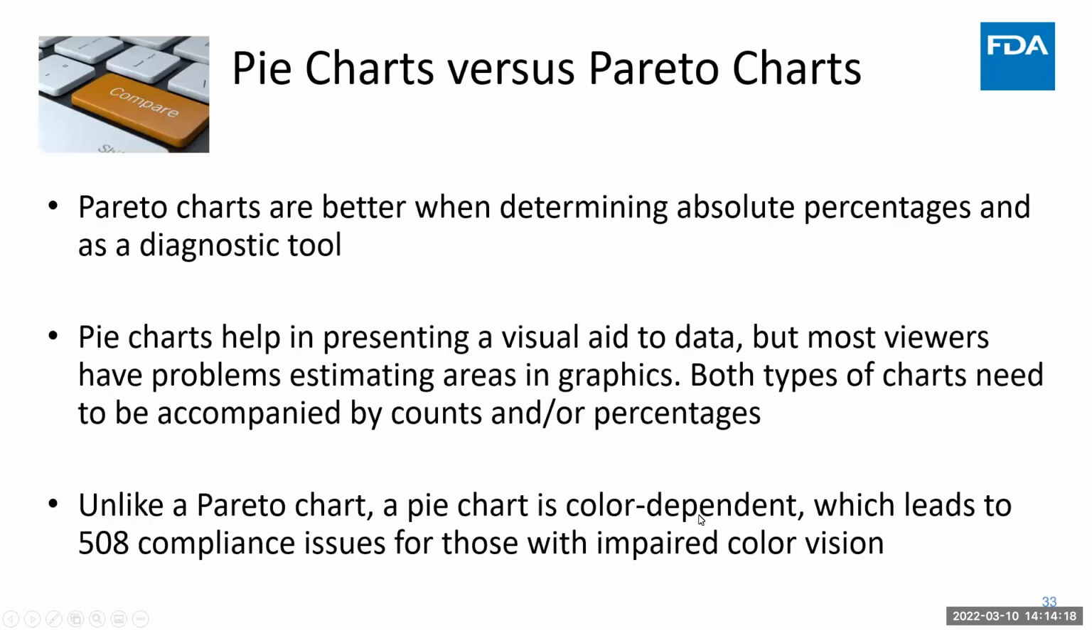Next slide. Now, going back to what Lawrence was saying about pie charts, Pareto charts are better when determining absolute percentages and as a diagnostic tool. Pie charts have their place to help in presenting visual aid to data, but most viewers have problems estimating areas in graphics. Both types of charts need to be accompanied by counts and or percentages. And again, unlike a Pareto chart, a pie chart is color dependent, which leads to 508 compliance issues for those with impaired color vision.